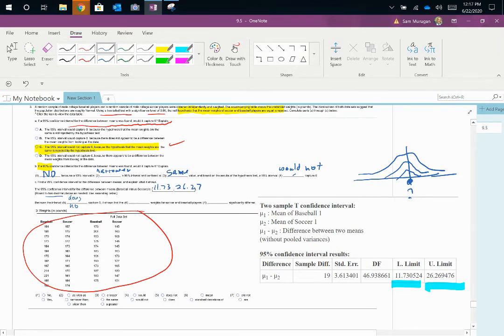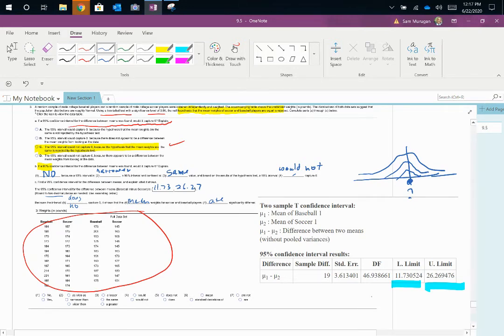It shows that the mean weights for soccer and baseball players are significantly different. Remember, it would not be significantly different if it captured 0.